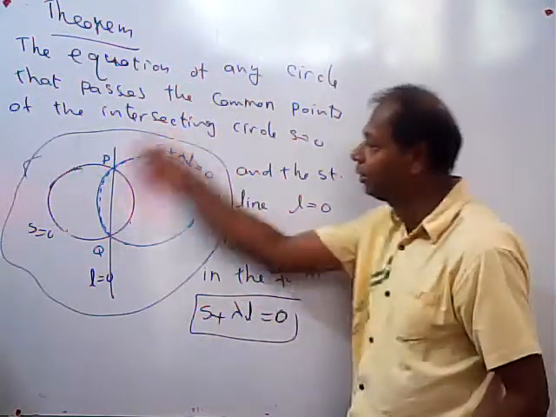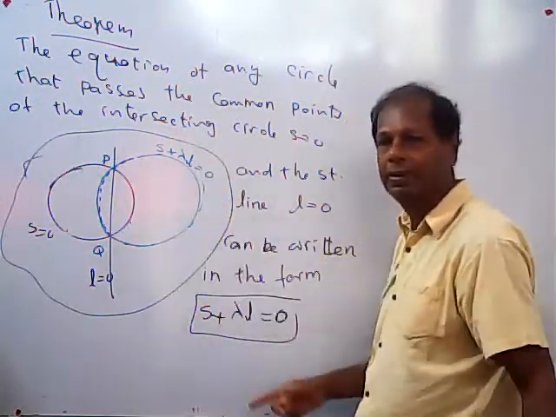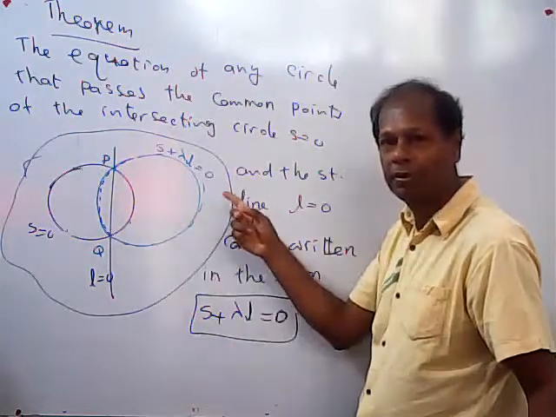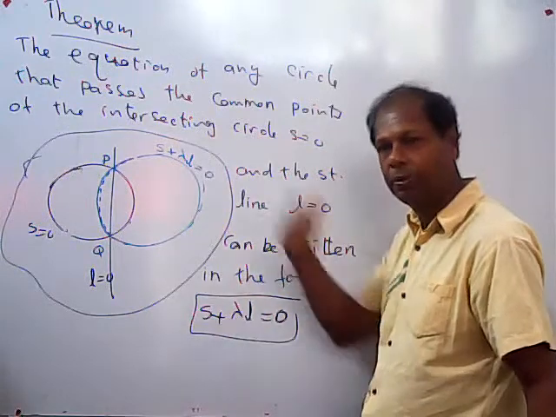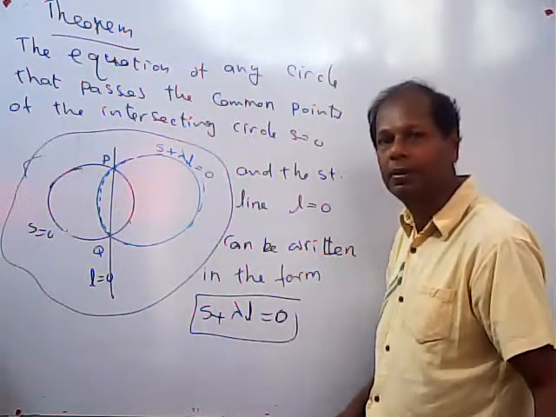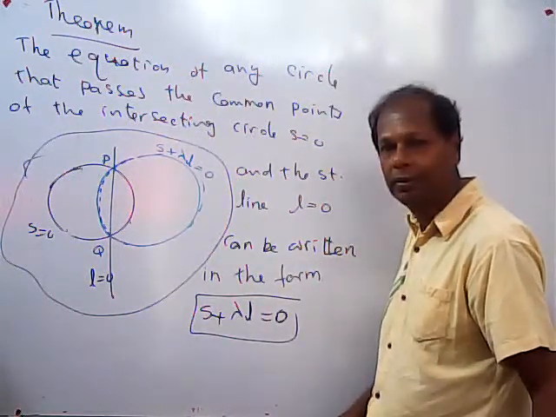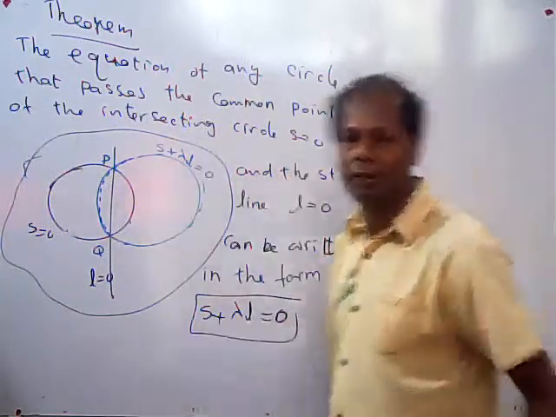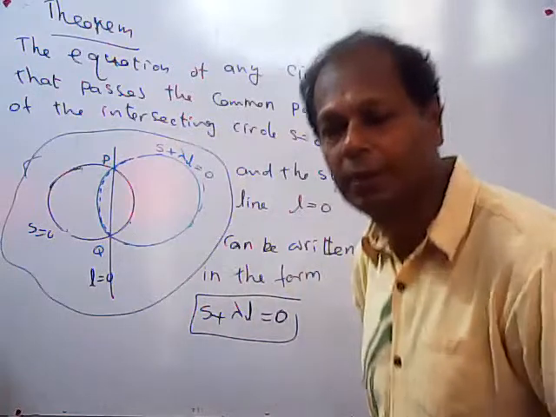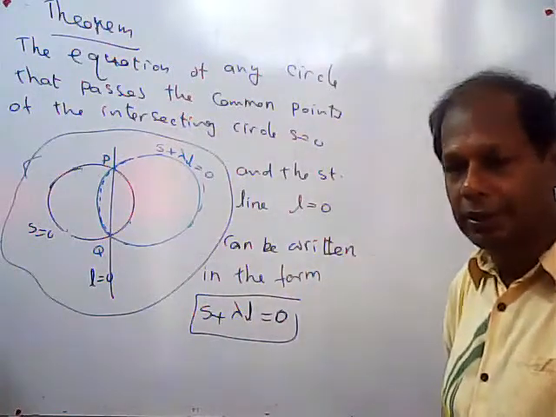So you need a particular circle passing through these two common points. You will have to find the corresponding lambda value upon whatever data will be given. Upon that, you can find the value of lambda, or if you want some specific circle.